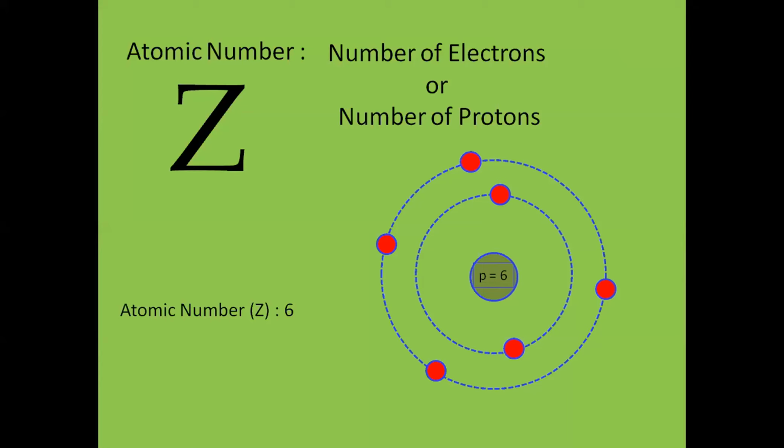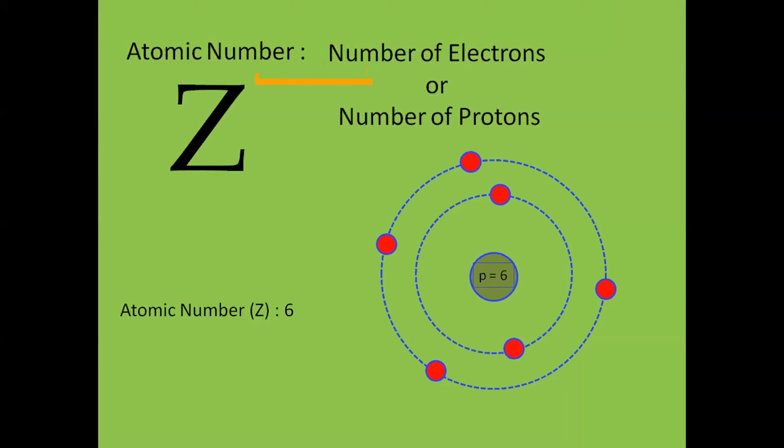There is no specific reason behind using this alphabet for atomic number. It is just given in the scriptures, and we are accepting it. When I say Z equals 6, I should easily be able to answer that the number of electrons is also 6 and the number of protons is also 6. So everyone, please write: atomic number Z is equal to number of protons or number of electrons. There is no need to draw the diagram. I just want you to write the keywords which will help you understand the chapter.